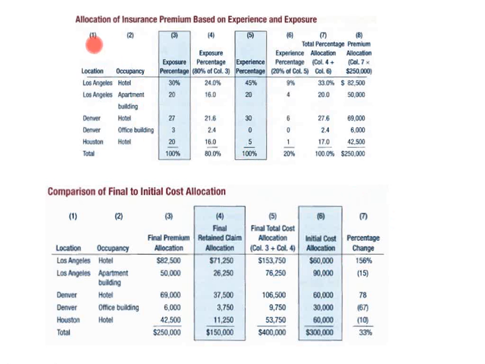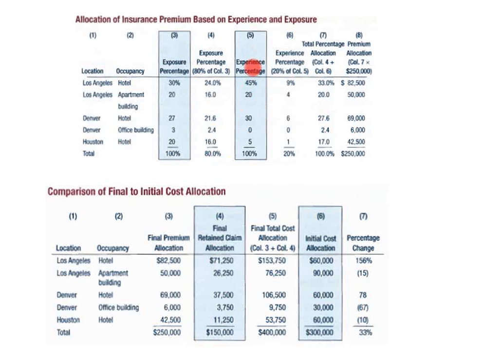Now we're going to look at an allocation of insurance premium based on experience and exposure. So what this is doing is it's now saying that we're going to base 80% on the exposure. So you see the 80% there, and you can see the 20% here based upon experience. So what we're basically doing now is our exposure percentage is, you can see these 30, 20 down here, and then the exposure percentage is 80% of column 3. So now I'm taking 80% times our 30% exposure, 80% times our 20% equals 16, and now we come up with our 80% exposure there.